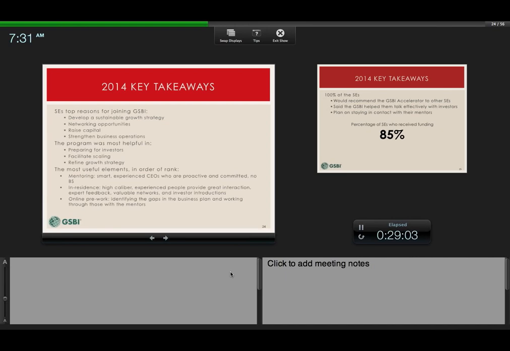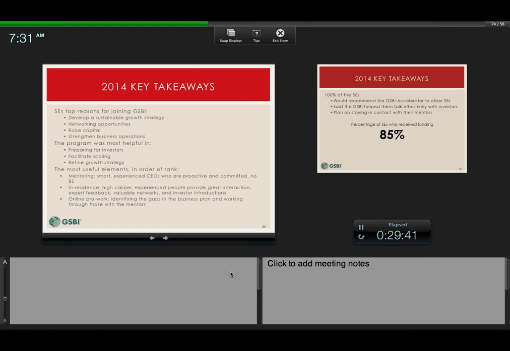We do that by asking the mentors, asking the entrepreneurs, asking everybody that comes to our events what they thought. Last year, the entrepreneurs said that the top reasons they joined the GSBI were to develop a sustainable growth strategy, for the networking opportunities to raise capital, and to strengthen their business operations. For them, the program was most helpful preparing them for investors, facilitating their growth and scale, and helping refine their growth strategy.